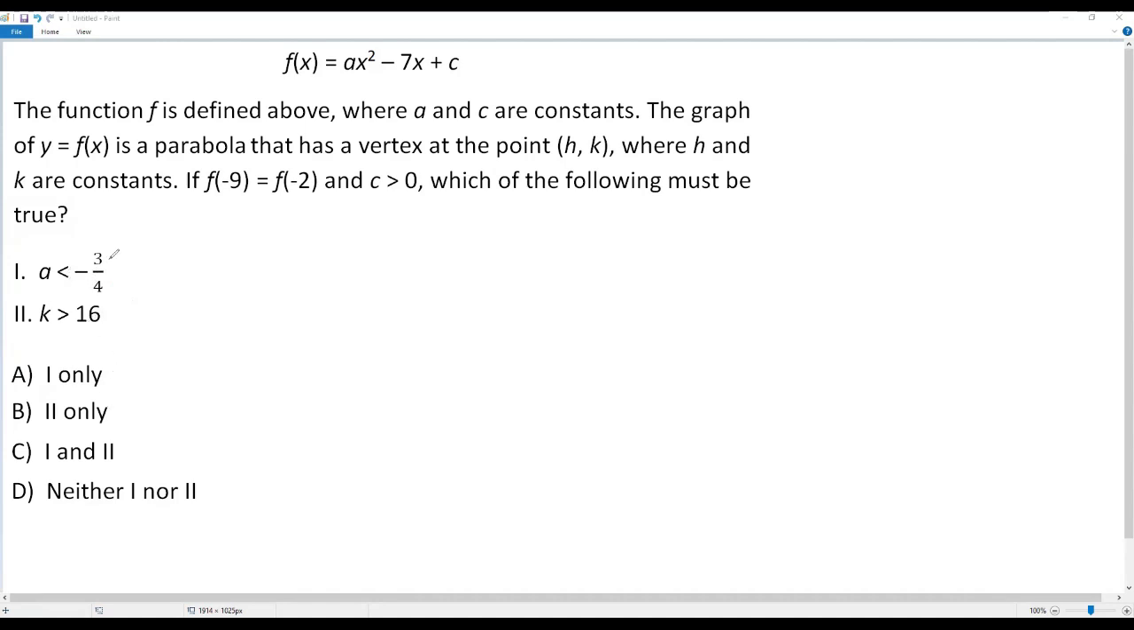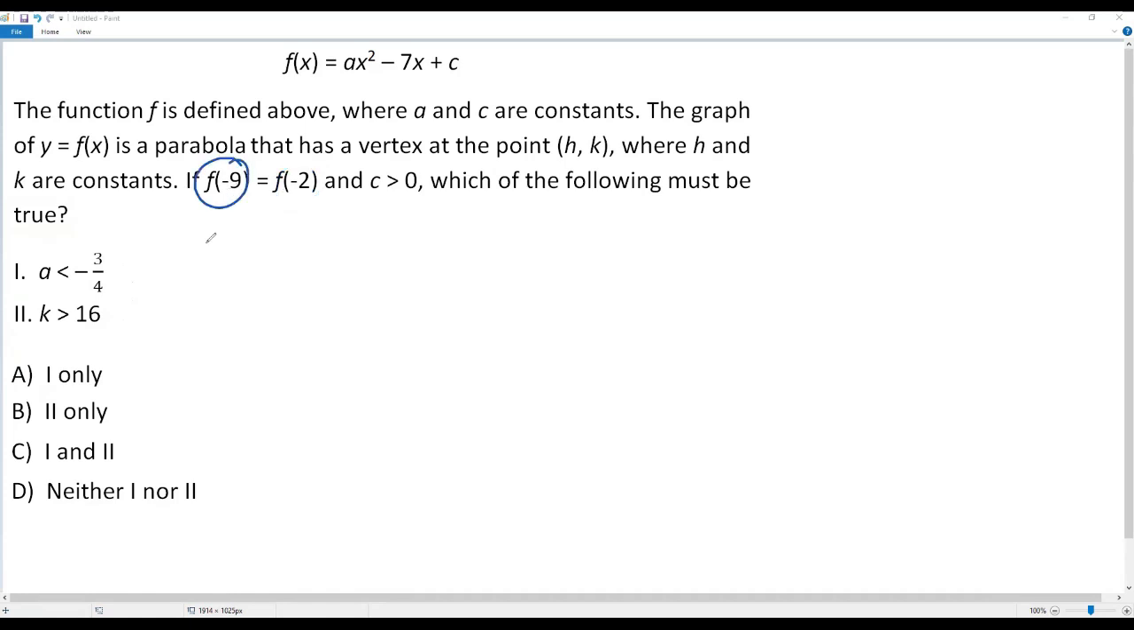We have to check whether the first statement is true or the second statement is true or both of them are true or both of them are not true. Okay, now let me consider the information we have over here. That is f of negative 9 equals f of 92 and also we have information that y equals f of x. That is, this f of negative 9 is the value of y. This f of negative 2 is also the value of y.